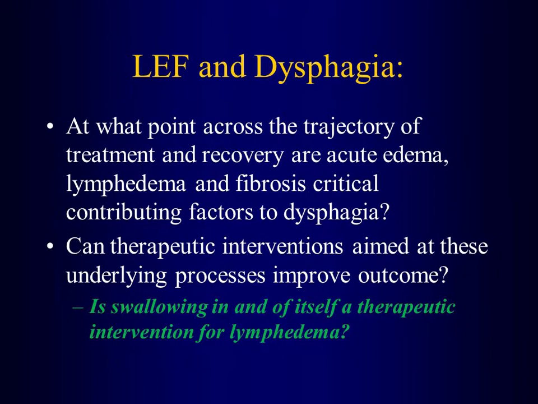there are a couple of questions that come up. And I think they're really important questions for us to think about, because at what point across the trajectory of treatment and recovery do we no longer have acute edema, and we now have lymphedema, and then when does it become fibrosis, so that we know when therapeutic interventions are directed at acute edema and lymphedema, because you can treat acute lymphedema, right?